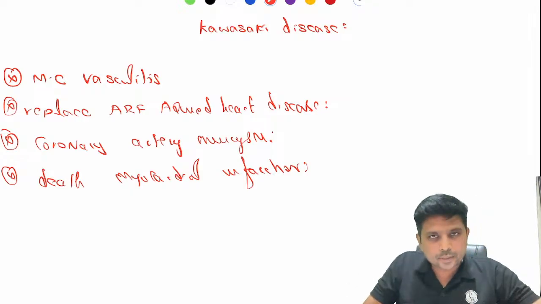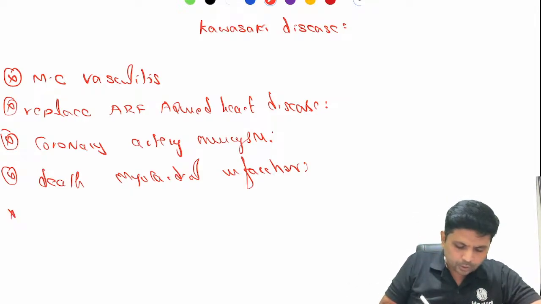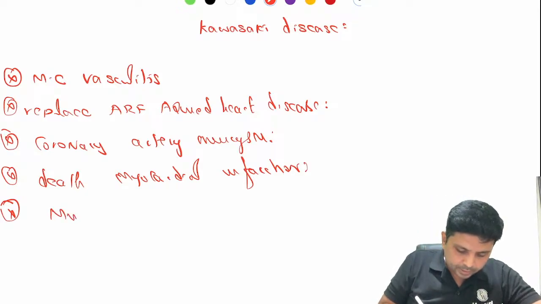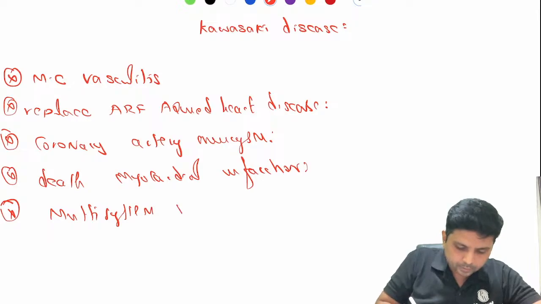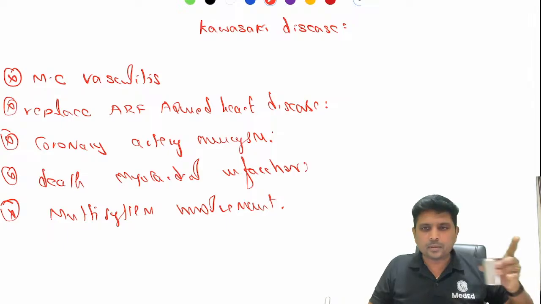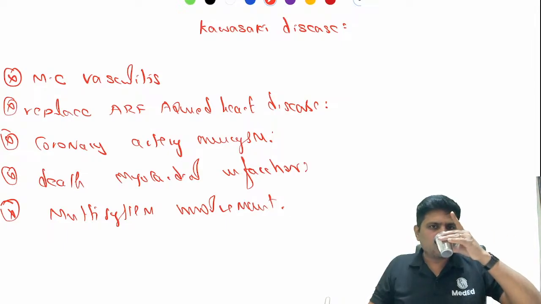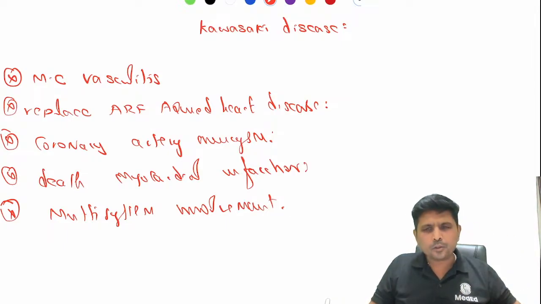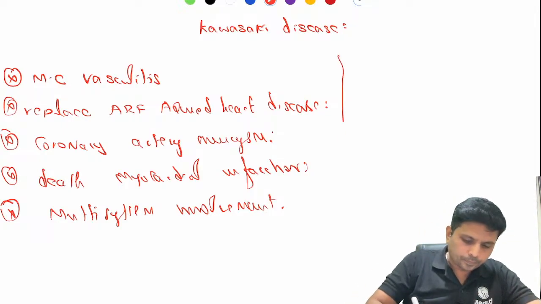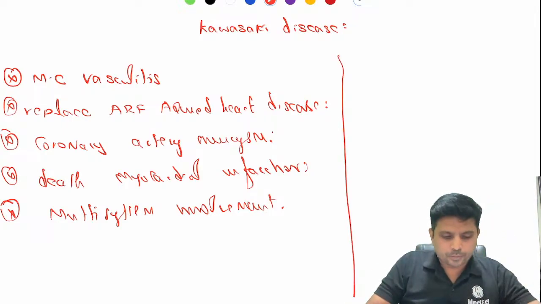So what is the presentation? And also, whenever you have vasculitis, it is multi-system involved. So how to diagnose Kawasaki? Very, very simple. So this is the first point.